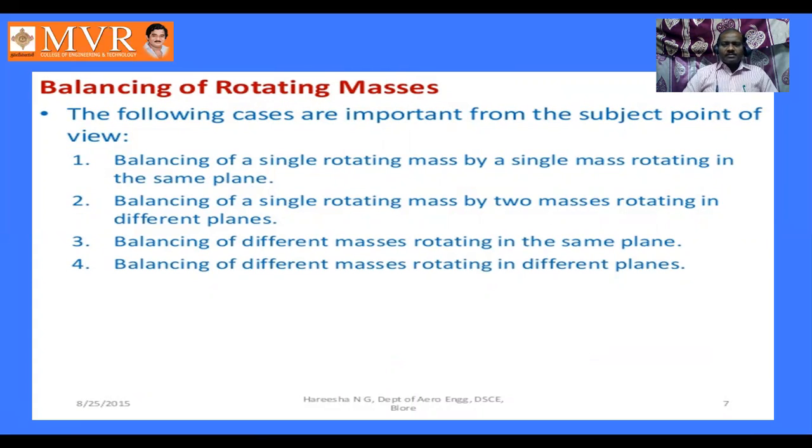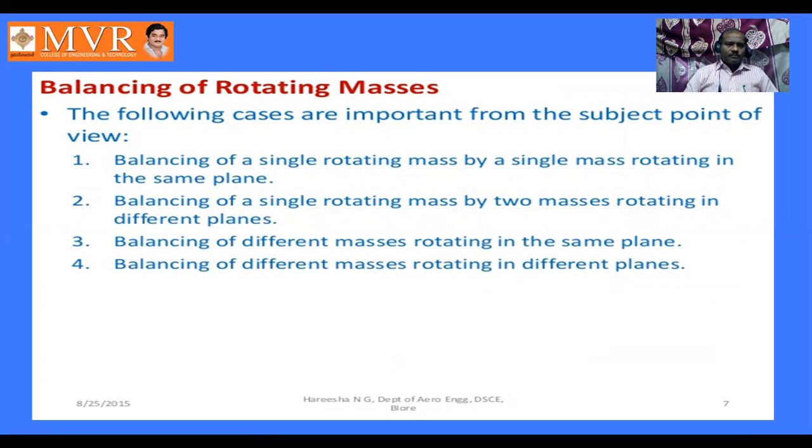What is the aim of the class? Already I told: the aim of the class is why we need balancing and how to do balancing. That part is over. So why we need balancing and how we balance the rotating mass we have discussed. Now, what are the different types of cases that are possible for balancing of rotating masses?